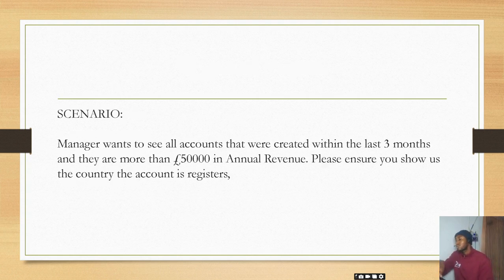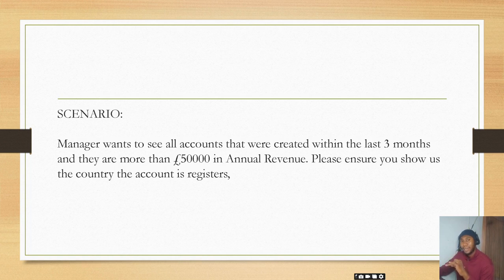Now that carries us to the last part of this scenario we were working on. Please ensure to show the country the account is at. Now you have to be very cautious here when you are checking the criteria or the conditions you are given. Some of it will be filter, some of it will be grouping. Now look at this. When they say they want to see accounts created in the last 3 months and among more than 50,000, please ensure to show us the country.